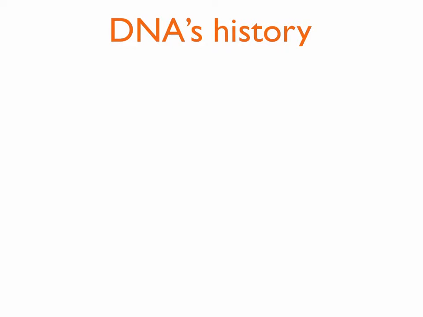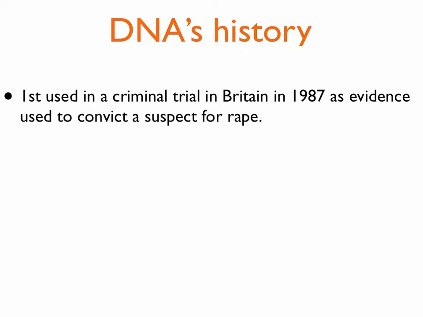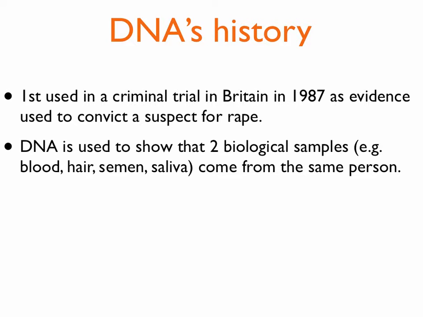Now, DNA has a relatively short history when it comes to forensic investigations because our knowledge of DNA has really only started to flourish in the last half century or so. It was first used in a criminal trial in Britain in 1987, and it was used to convict a suspect for rape. DNA is used to show that two biological samples, e.g. blood or hair, semen, saliva, come from the same person.